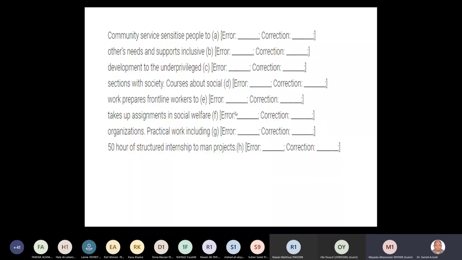Okay, can we have somebody? About Mayada's, I think she's correct because they're saying courses about social work prepare. It's not the work, it's courses. Yeah, that's the trick. Let me just read it. Courses about social work prepares. So the actual subject is courses, not work. Courses, of course, is plural, and if it's plural, you drop the S in prepare. Absolutely. Okay.